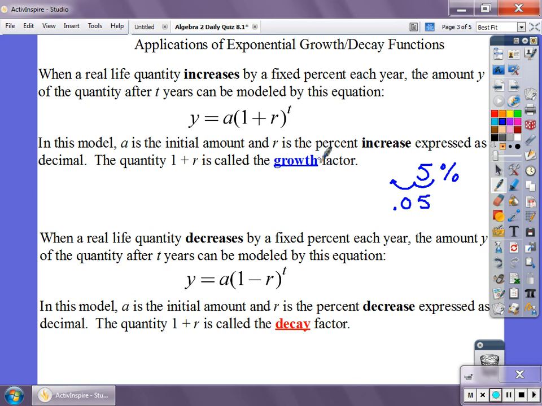Now you have to read carefully. Is the quantity increasing in value or is it decreasing in value? Because if it decreases, you're going to use more or less the same equation. It's just that the plus here changes to a minus. Everything else means the same. It's just that plus changes to a minus. So read very, very carefully.